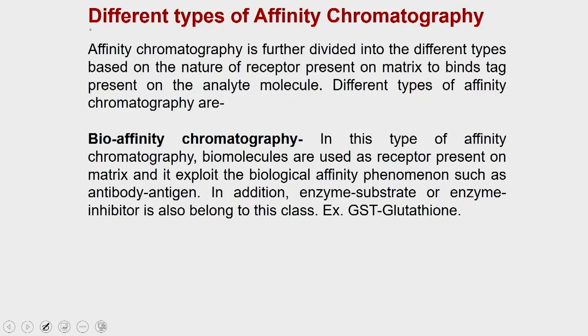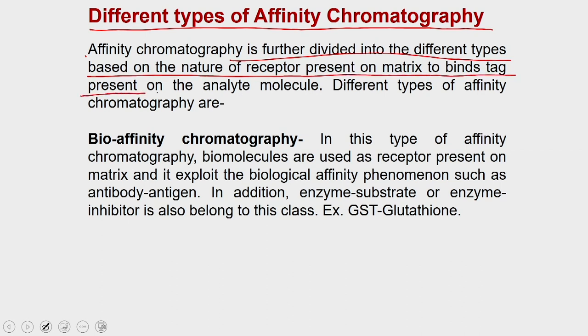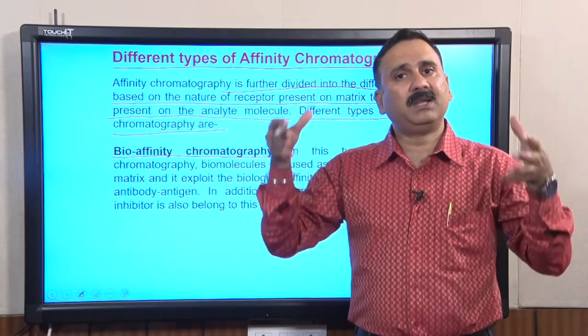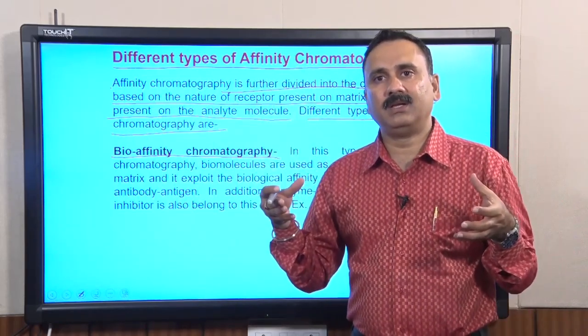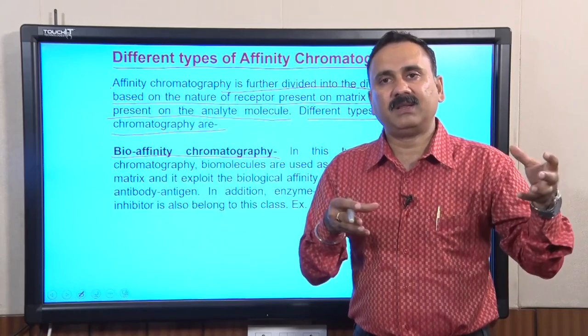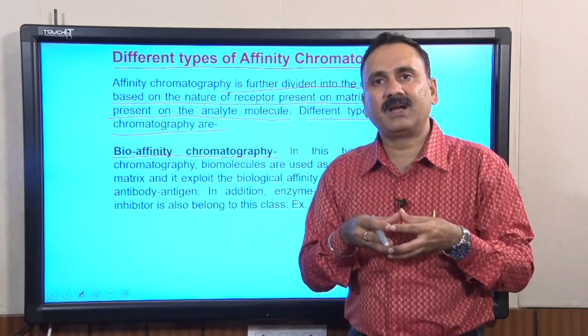Now we have different types of affinity chromatography. Affinity chromatography is further divided into different types based on the nature of the receptor present on the matrix to bind the ligand present on the analyte molecules. Different types of affinity chromatography include bioaffinity chromatography. Since affinity chromatography exploits the idea that you can have exclusive affinity between the receptor and ligand, the receptor-ligand complexes could be biological in nature. For example, they are already predetermined, where you have a receptor and a ligand, so these ligand-receptor pairs can be used.